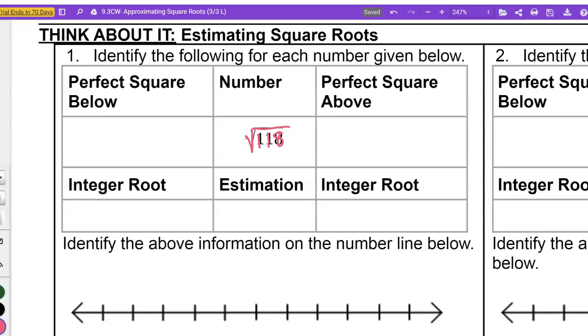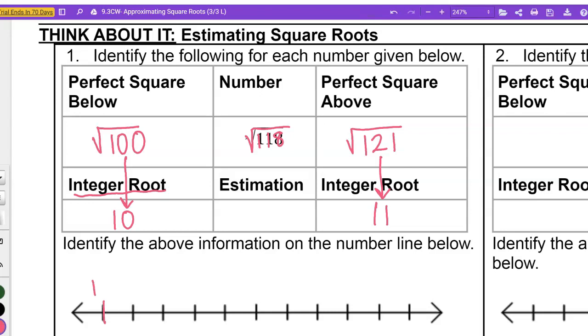But we can look at it and we know that the square root of 118 is greater than the square root of 100, so the perfect square of 100, but it's less than the perfect square of 121. So now we're going to think, what's the integer root? The square root of 100 is 10, because 10 times 10 would give us 100. And we know the integer root of 121 is 11, because 11 times 11 would give us 121. So the square root of 118 is somewhere between 10 and 11.